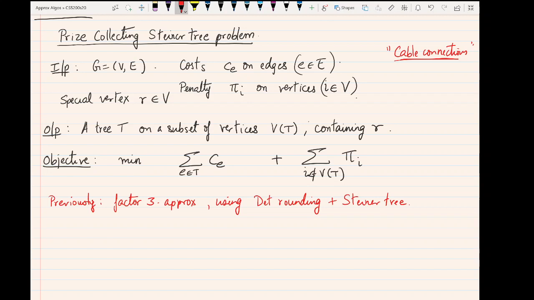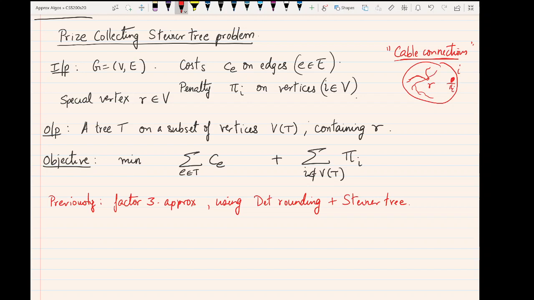So there's also a special vertex R, and you can think of the problem as extending a cable connection from R to various houses in the neighborhood along the edges. So the more houses you cover, the better it is, but you also use more length of cables. But if there's a house really far away, you might as well say I'll just skip it, and for skipping it I'll encounter some penalty. So for skipping a vertex i, you get a penalty pi i.